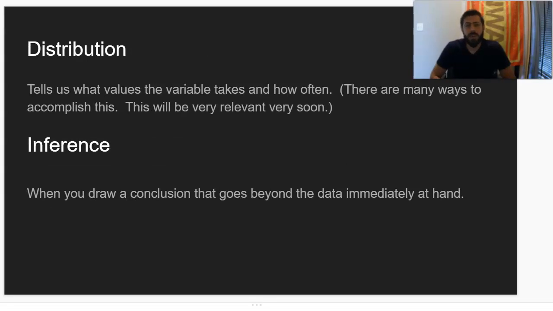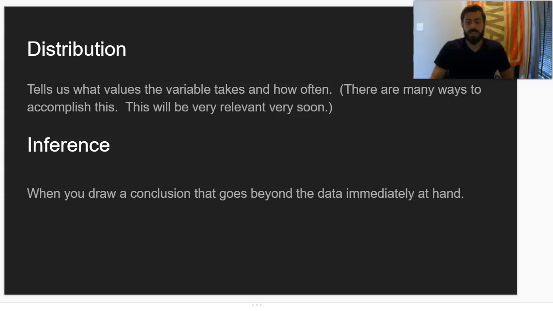We'll be dealing with things that we call distributions. So a distribution tells us what values the variables take and how often it takes them, right? And there's a lot of ways to do this. This will be graphs, tables, things like that. But anytime we're talking about a distribution, we're talking about sort of a snapshot or a visual picture of all of the data at one time.